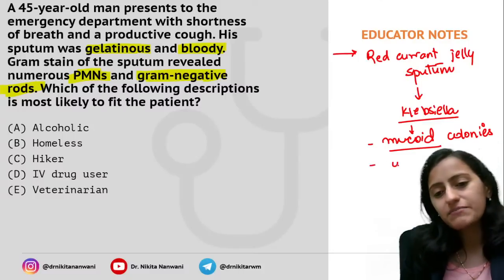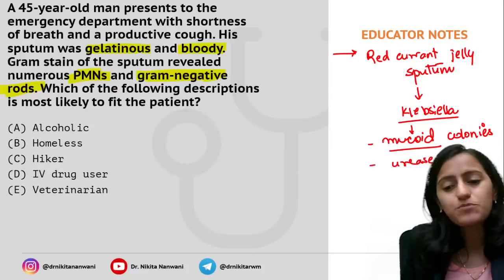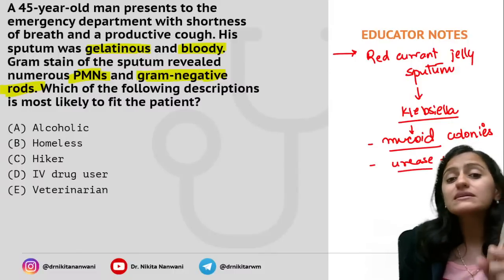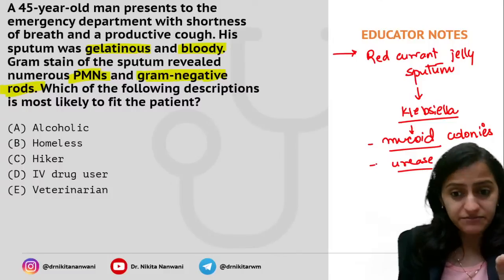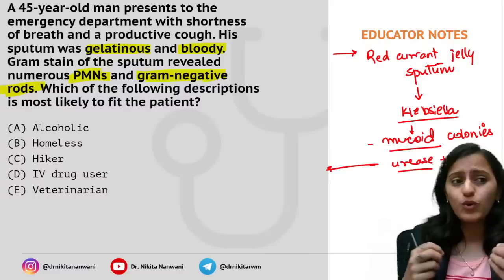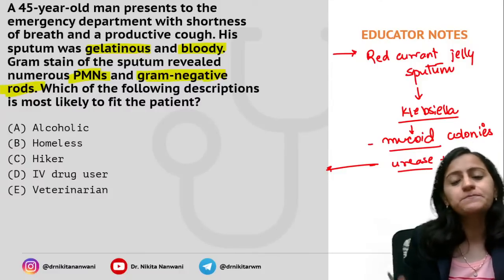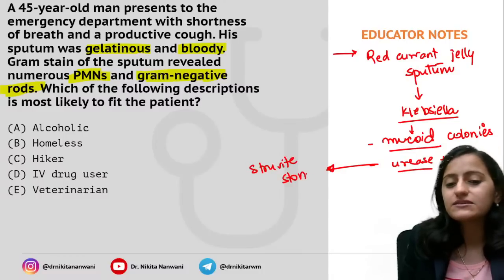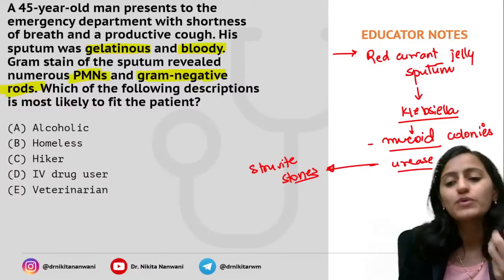Apart from that, remember that it is urease positive. These are the important points for Klebsiella. And whenever you talk about urease positive organisms, what kidney stones come to your mind? Urease positive organisms cause struvite stones, right? The triple phosphate, ammonium magnesium phosphate, those are the stones.